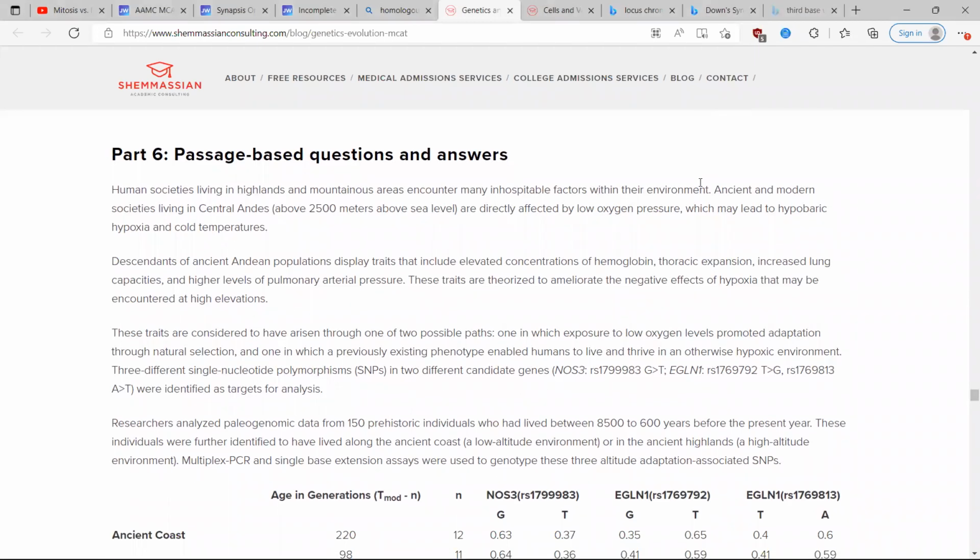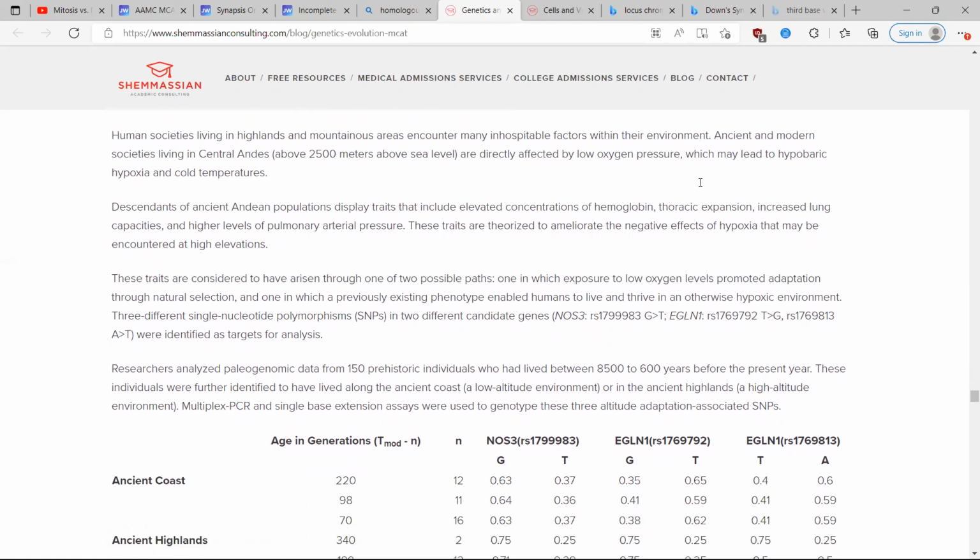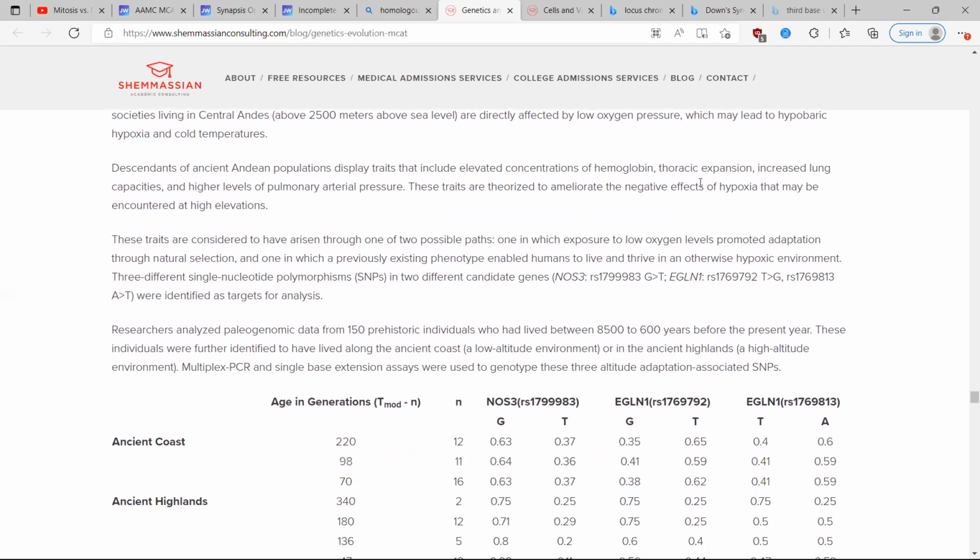Human societies living in highlands and mountainous areas encounter many inhospitable factors within their environment. Ancient and modern societies living in the central Andes above 2,500 meters above sea level are directly affected by low oxygen pressure, which may lead to hypobaric hypoxia and cold temperatures. Descendants of ancient Andean populations display traits that include elevated concentration of hemoglobin, thoracic expansion, increased lung capacity, and higher levels of pulmonary arterial pressure. These traits are theorized to ameliorate the negative effects of hypoxia that may be encountered at high elevations.